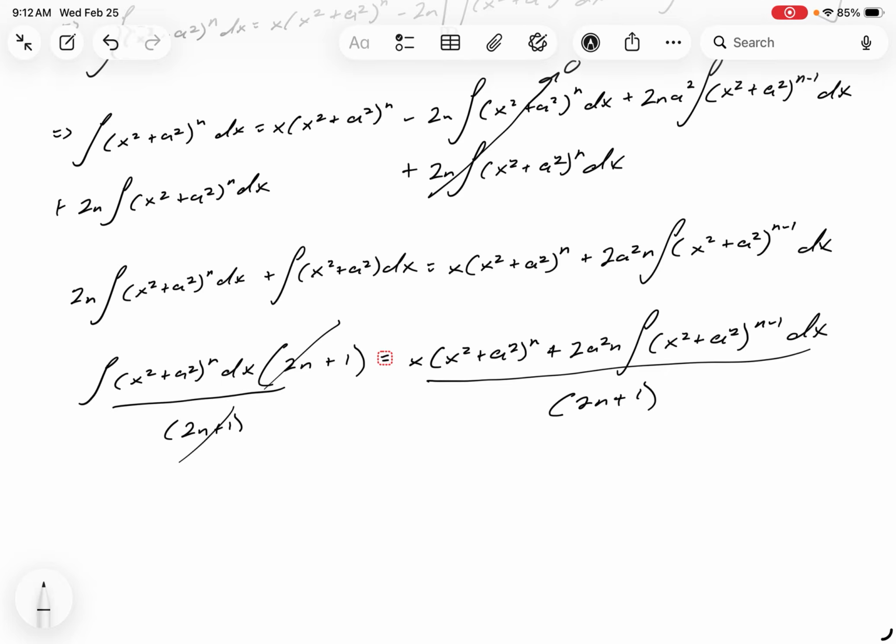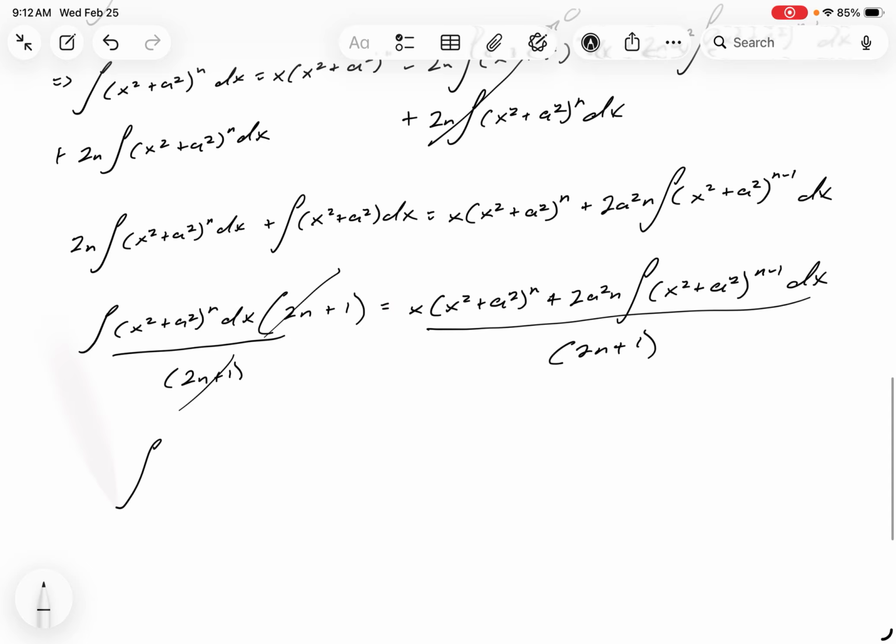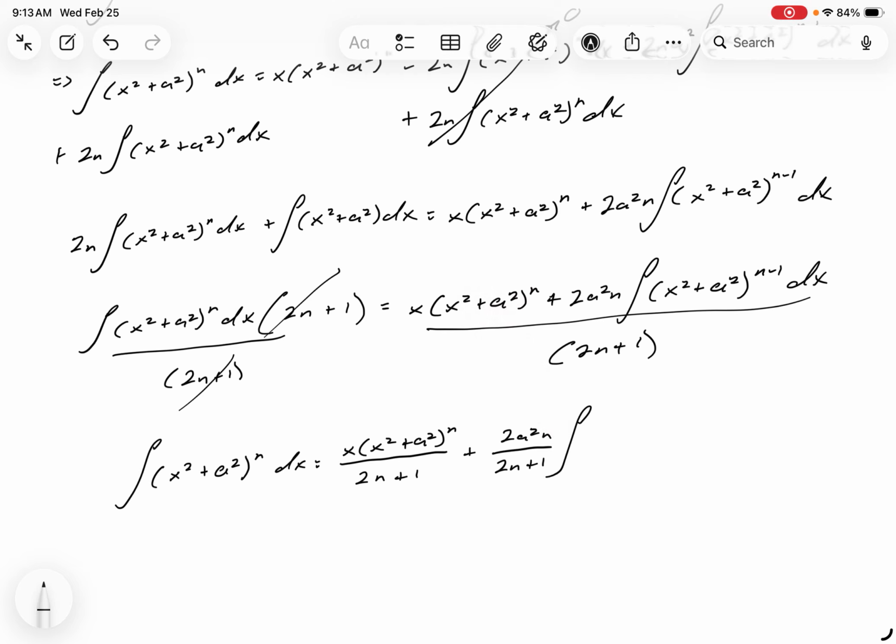So that means that the integral of x squared plus a squared over n dx is equal to x, dividing the whole thing by that, x times x squared plus a squared to the nth power divided by 2n plus 1, plus 2a squared n over 2n plus 1 multiplied by the integral of x squared plus a squared n minus 1 dx.